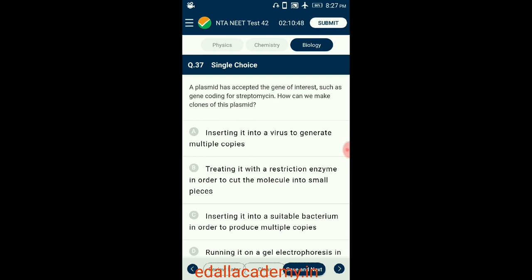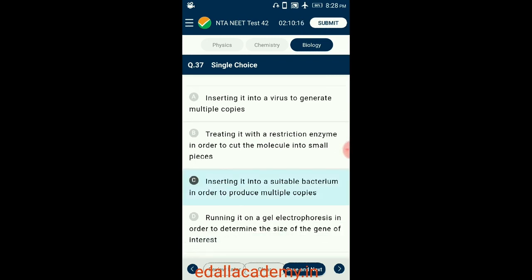A plasmid would not replicate if it were inserted into a virus, as viruses do not contain plasmids and do not have the necessary conditions for its replication. Treating the plasmids with a restriction enzyme will cut them into smaller fragments, rendering the plasmid useless. Running the plasmid on a gel, that is using gel electrophoresis, would only tell us the size of the plasmid and not make clones or copies. So the answer for this question is option C. Inserting it into a suitable bacterium in order to produce multiple copies.